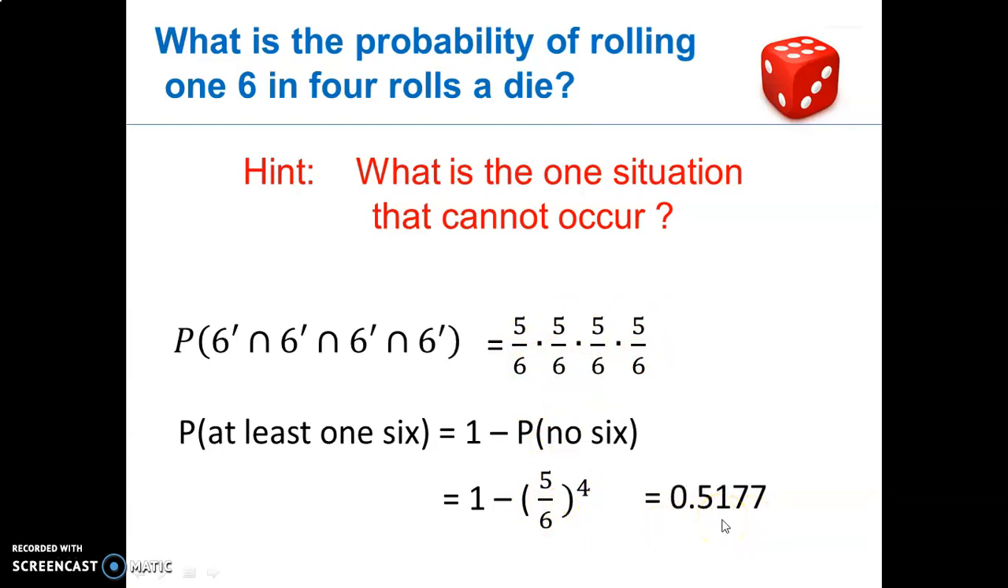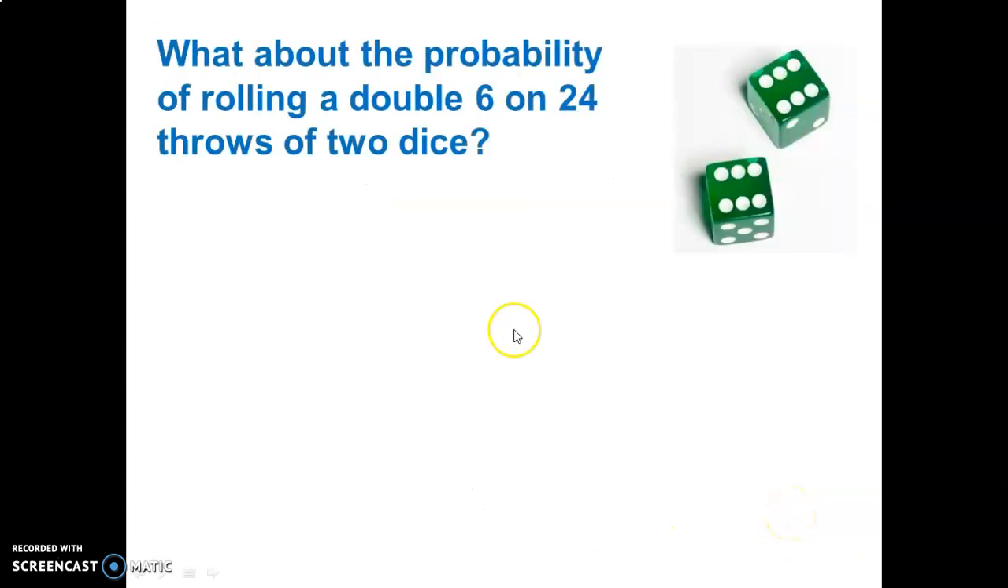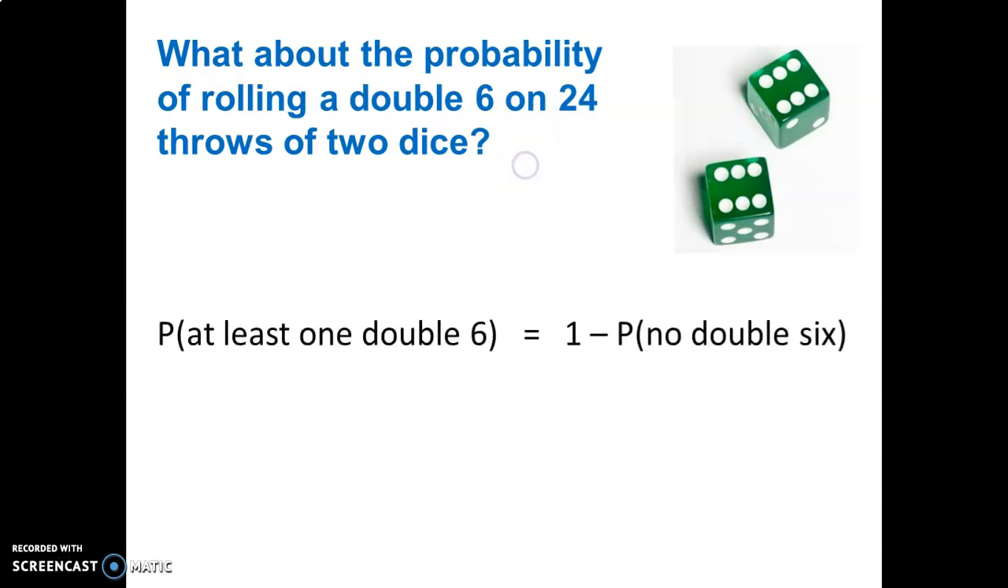So there you have it. There's the chance of getting a 6 at least once, but that also includes getting a 6 twice or 3 times or all 6s. Okay, so now let's compare to the chance of rolling the double 6 on 24 rolls of 2 dice. And we're going to apply the same logic. So the chance of getting at least one double 6 is the same as 1 minus the chance of never getting a double 6.